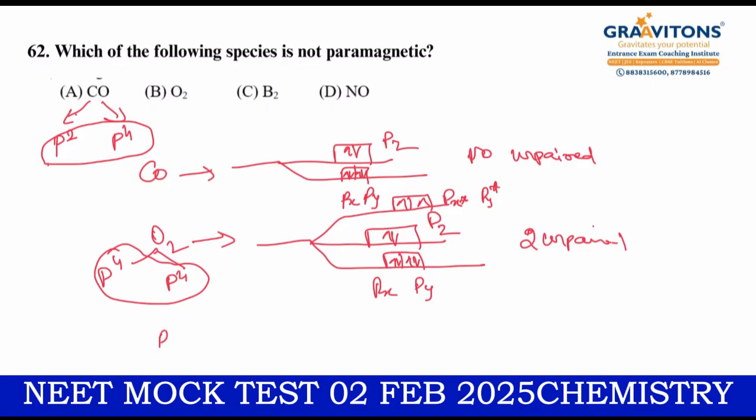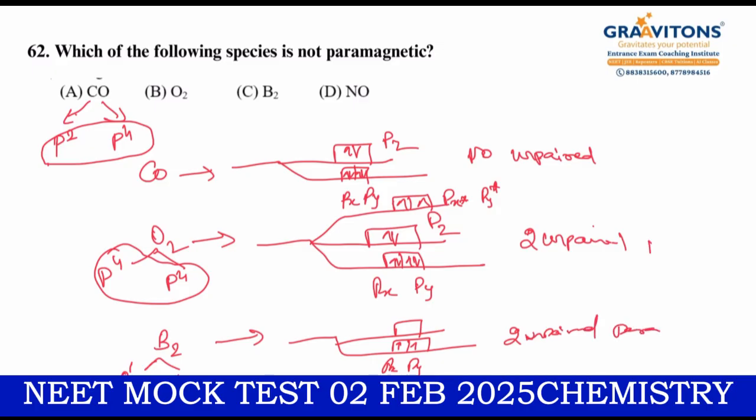And what about the C option? It is B2. So the outer shell has p1. So it is quite clear. If you take the bonding orbitals here, you can find 2 unpaired electrons present in Py and Px. So here 2 unpaired electrons, so it is going to be para. Okay, this is also para and this is dia.